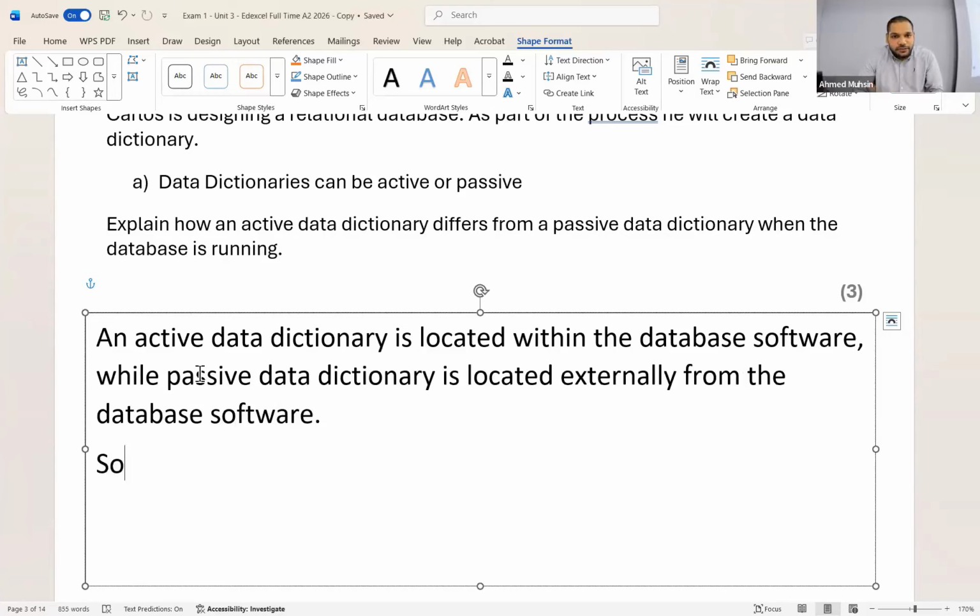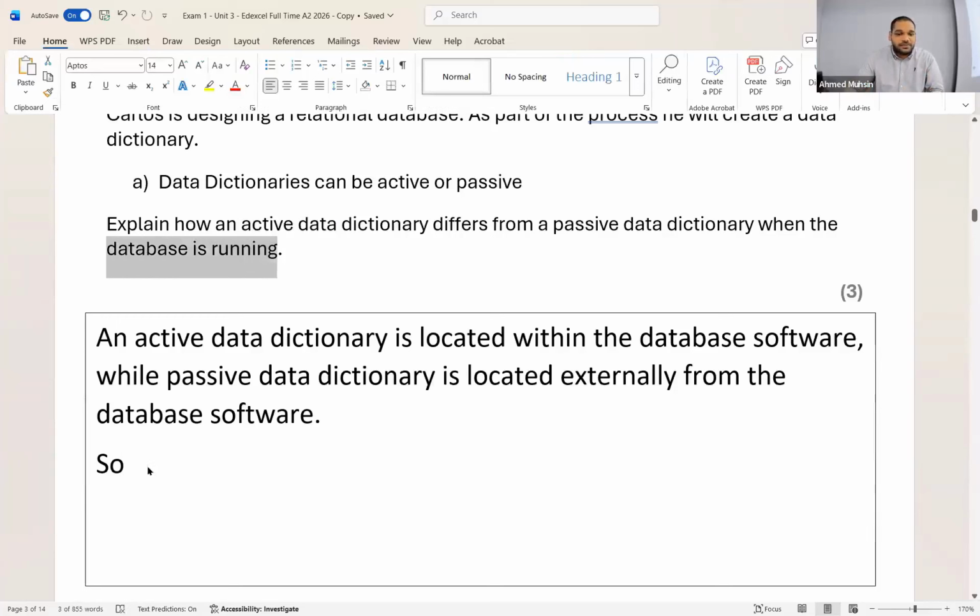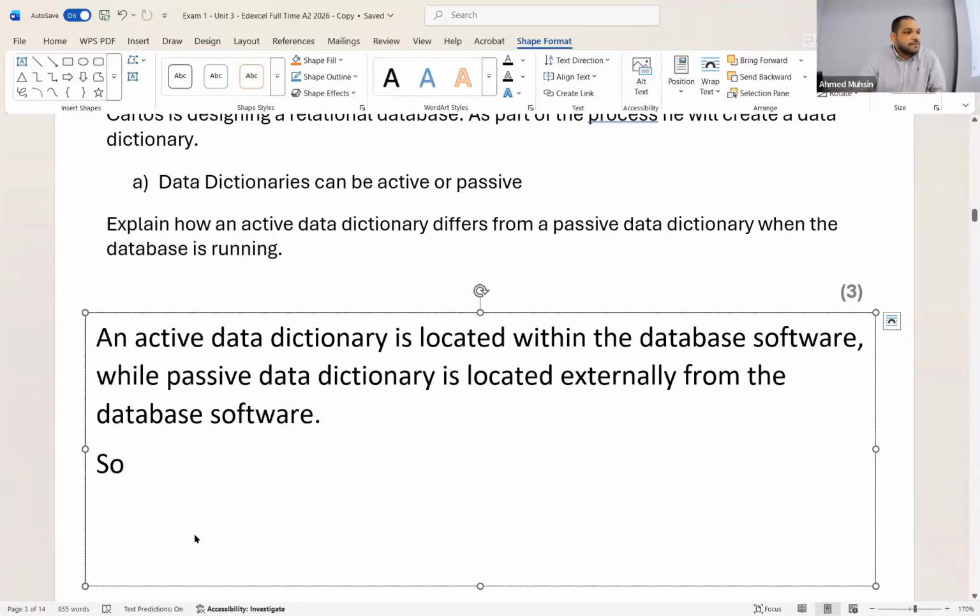Now you need to say how does this difference affect how the database runs? What I mean is, tell me how this difference works in terms of how the database runs. Exactly. Since it is a part of the database software, it is always updated. It is regularly updated. It has the latest database structure. But passive, since it's external, it does not have the latest database structure.